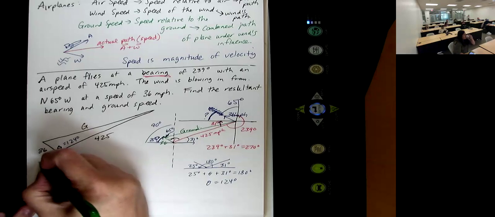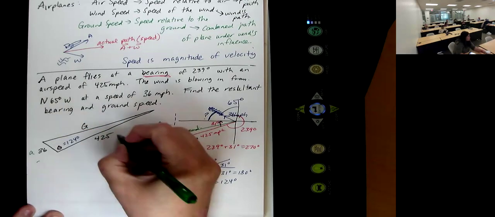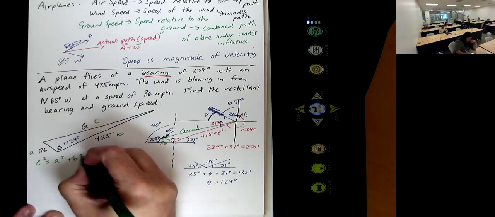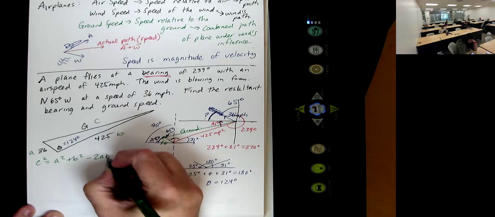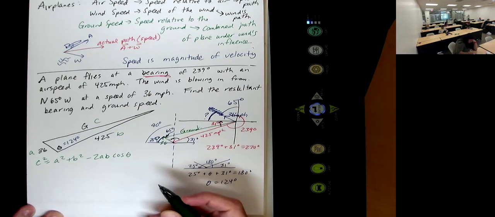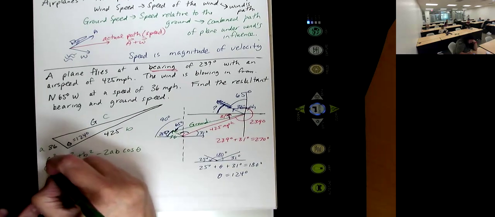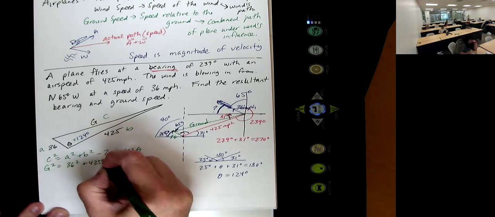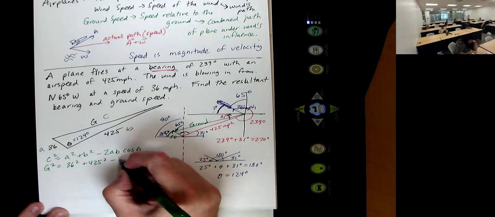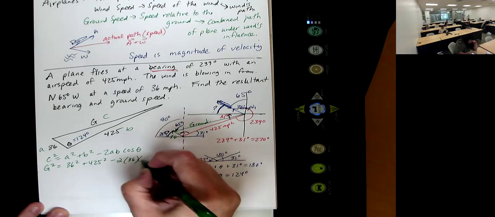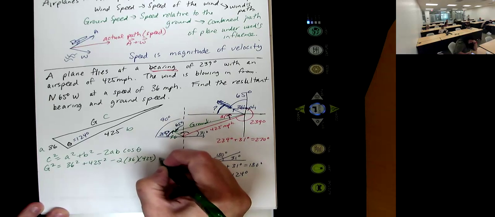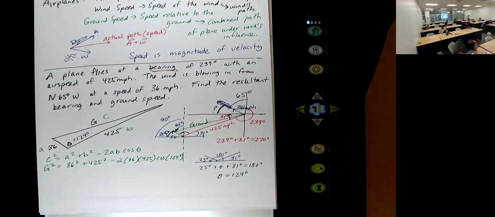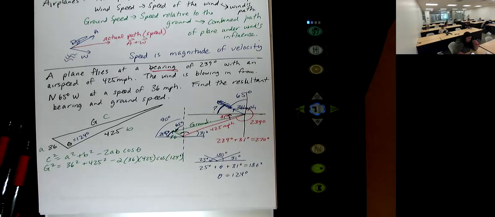I'll have g squared, this is like a, b, c. c squared equals a squared plus b squared minus 2ab cosine theta. I have g squared equals 36 squared plus 425 squared minus 2 times 36 times 425 times cosine of 124 degrees. And that is just a bunch of calculator work.